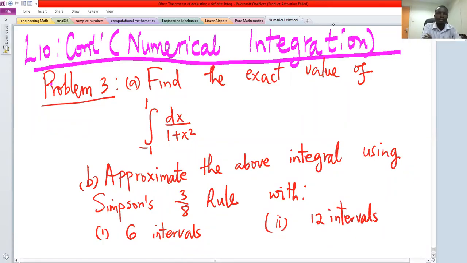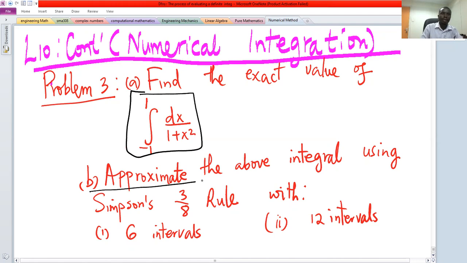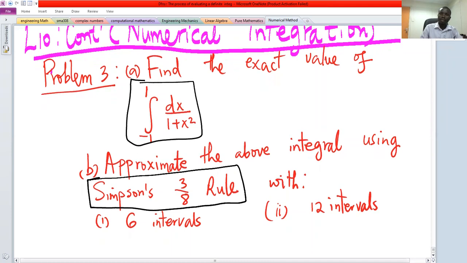Welcome to this session. In this session, we are going to do an example on numerical integration by using Simpson's 3/8 rule. The first part of the question is to find the exact value of this integral. The second part is to approximate the integral in part A above by Simpson's 3/8 rule, not one-third.